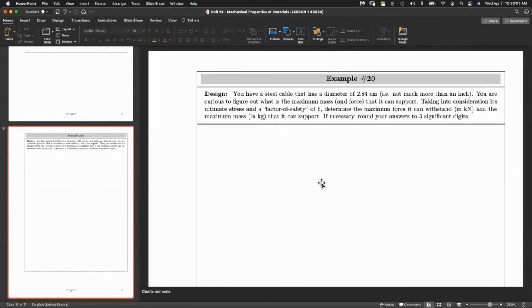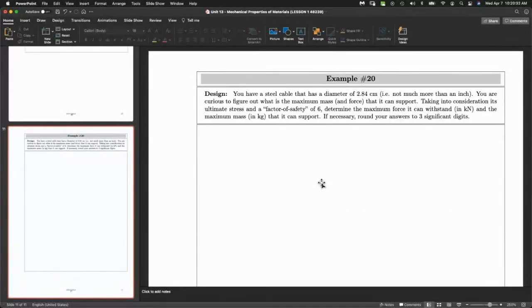We have here a steel cable, and the diameter is 2.84 centimeters. I mentioned it here just in parentheses, not much more than an inch, because an inch, as you know, is approximately 2.54 centimeters. So imagine that you pull a steel cable that's not much more than an inch. Maybe you find it on a job site or just leftover in a construction project. And then you're like, you know what? I want to know what the maximum mass that it can support is.